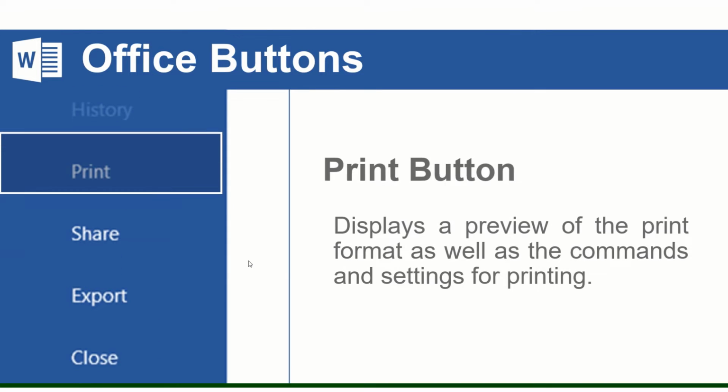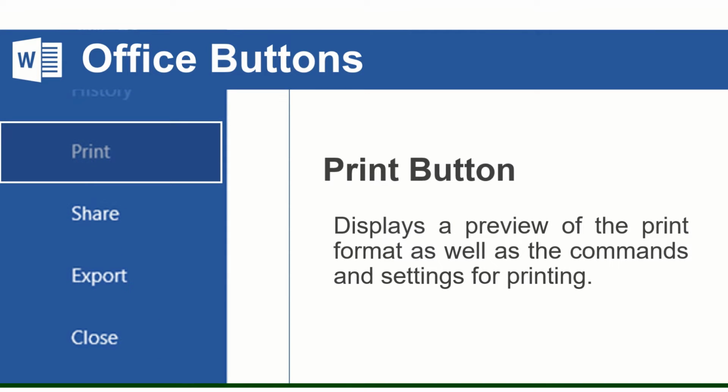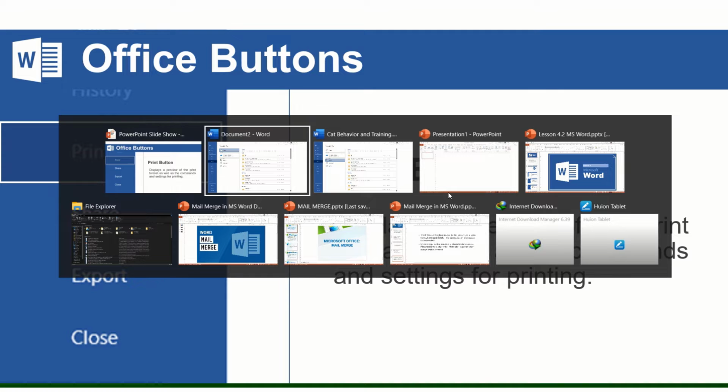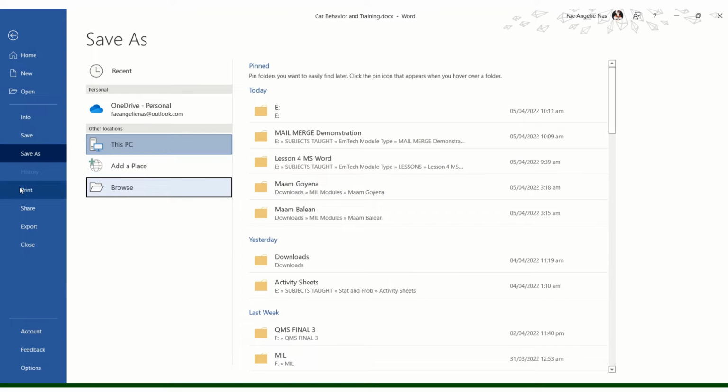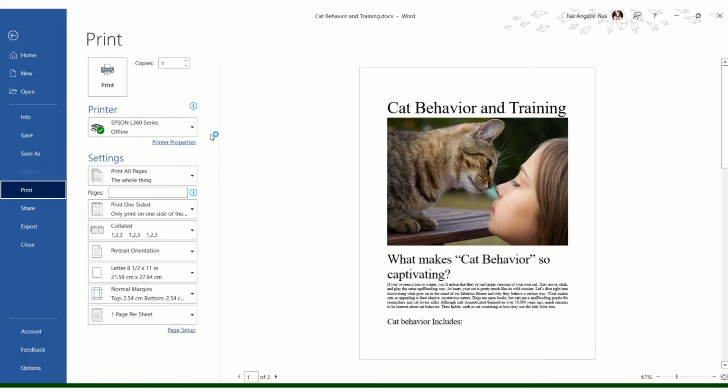So next we have the print button. The print button displays a preview of the print format as well as the commands and settings for printing. So if we go to the document and go to the print button, it will show us the different commands and tools we can use to format the print layouts on how our document should be printed. So here we have the printer properties and other choices.